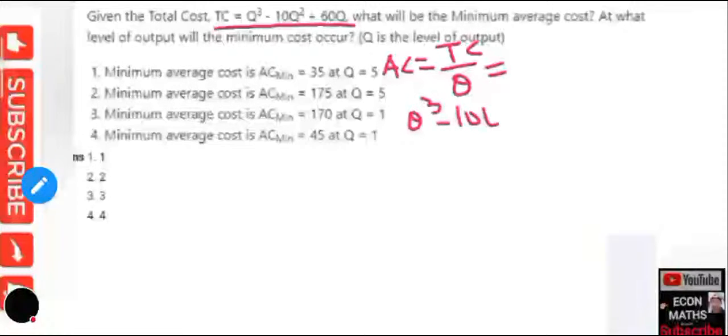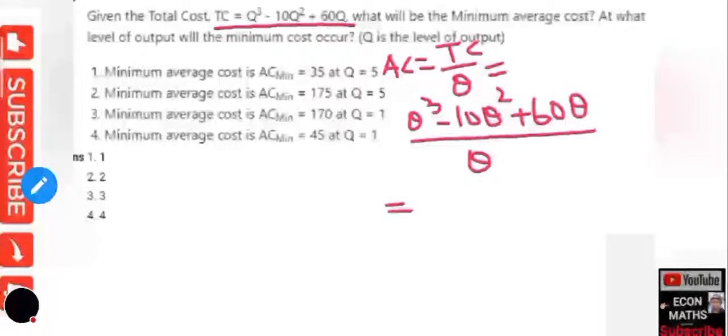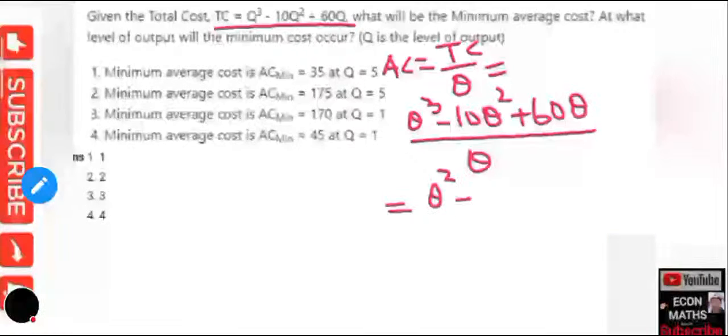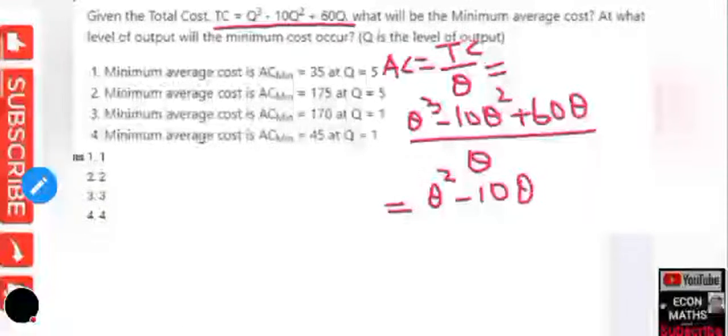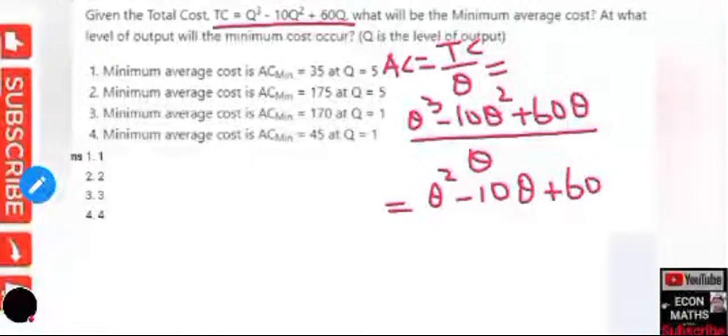Total cost divided by quantity: q cube minus 10q square plus 60q, divided by q. Q cube divided by q is q square, minus 10q square divided by q is 10q, plus 60q divided by q is 60. So this is our average cost.